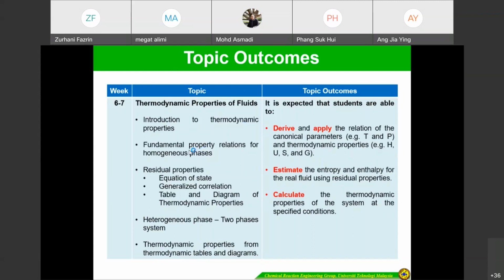Okay, equation of state, how to calculate by using equation of state, virial as well as cubic equation of state, and then generalized correlations, virial as well as Lee-Kesler. For generalized, definitely you have to use the data in the appendix so that you can do the interpolation.